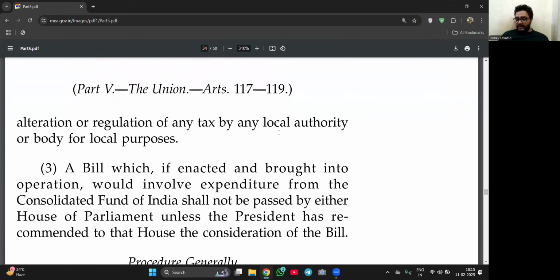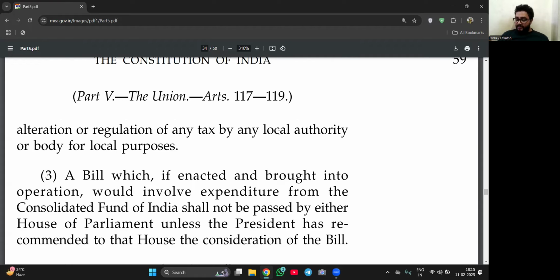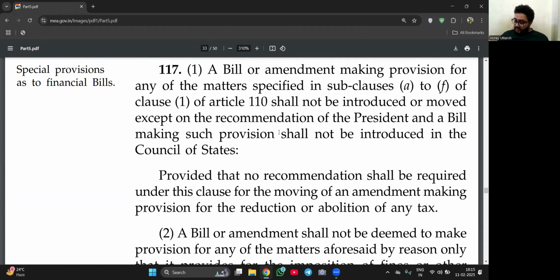So, a bill which is defined as money bill according to Article 110 or any proposal of amendment regarding money bill shall be presented only on the recommendation of the President and shall not be introduced in the Council of States. For the reduction or abolition of any tax, no recommendation of the President is required. Clause 2 of Article 117 states that a bill cannot be considered as money bill only by the reasons mentioned in this clause. Clause 3 lays down that without recommendation of the President, a bill cannot be passed by either House, which requires expenditure from the Consolidated Fund of India.